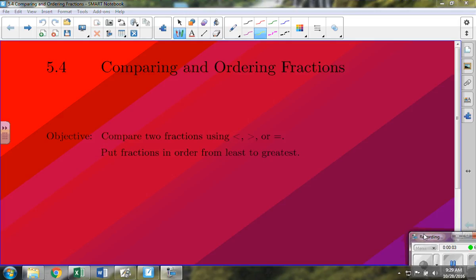In this lesson, we are going to focus on comparing and ordering fractions. Basically, we want to be able to compare them with less than, greater than, or equal to. And when we've got a whole bunch of fractions, we'd like to be able to put them in order from least to greatest, like on a number line.